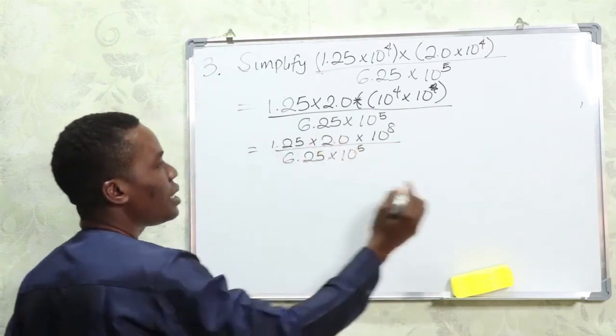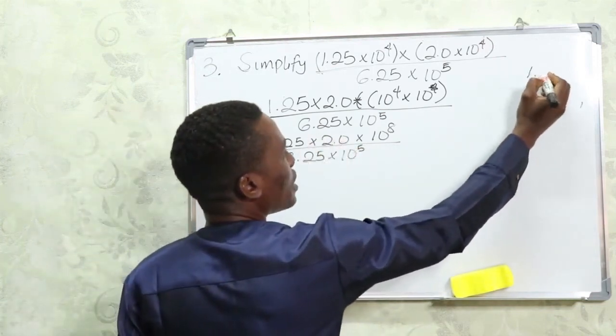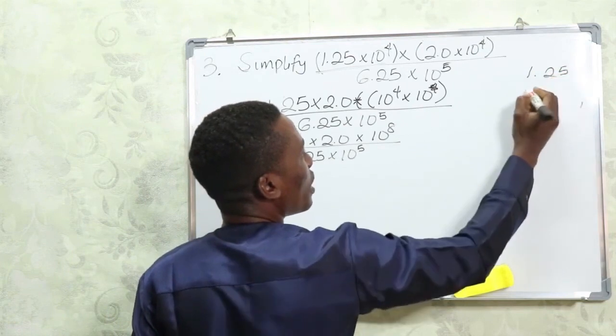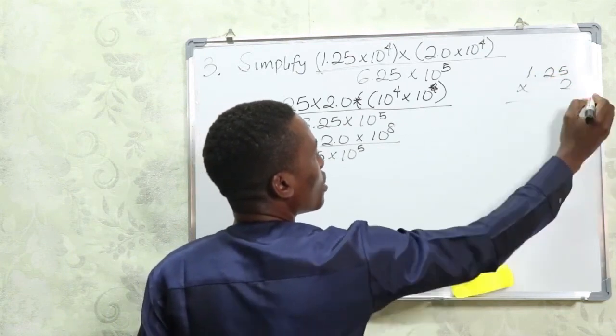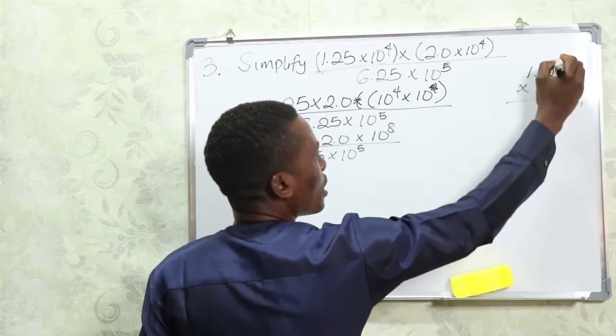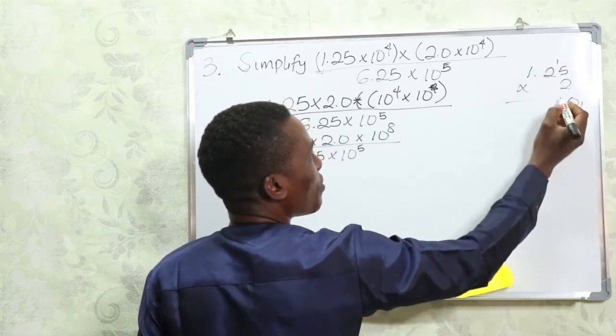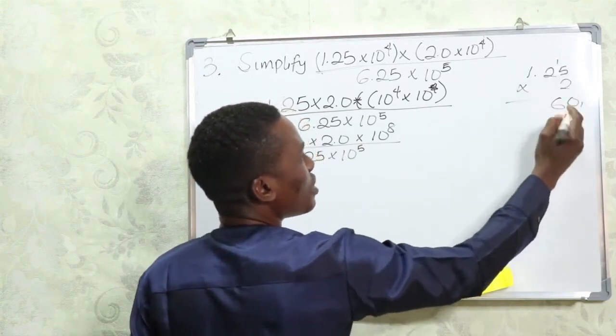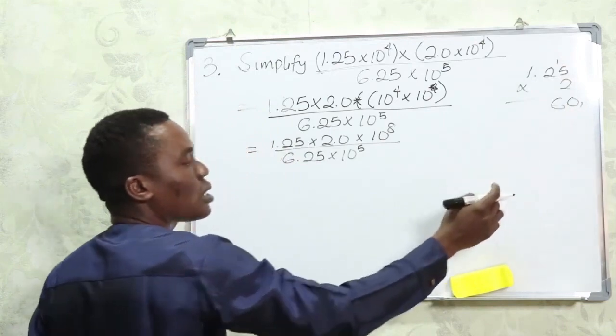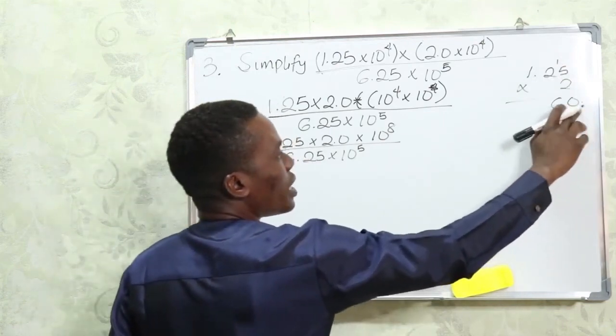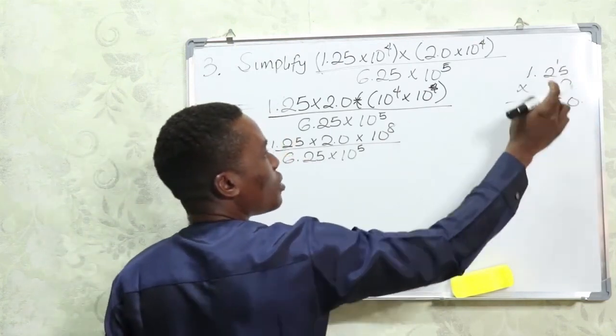Now let's multiply 1.25 by 2. 5 plus 0, carry 1 to give you a 5 plus 1. That will give you a 6, right? This times this will give you 10. You write 0, carry 1. This times this will give you 4.